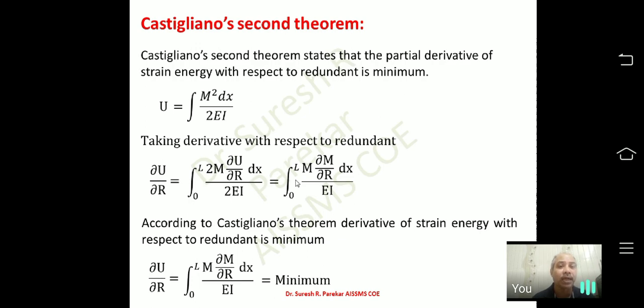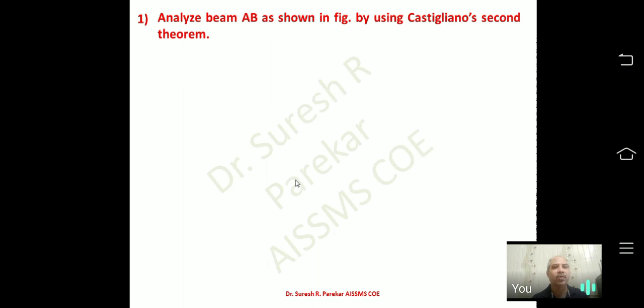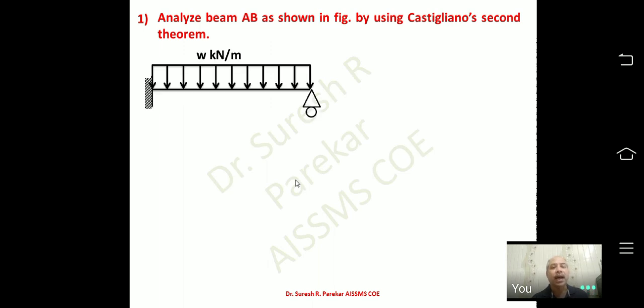That means we are not allowing displacement. And we know the first theorem of Castigliano, that the partial derivative with respect to any load gives the deflection. Here the deflection at the redundant, that is at the reaction, is 0, and therefore we say the minimum is 0, except where sinking is given. So now we will go to the first problem, that is, analyze beam B maybe.